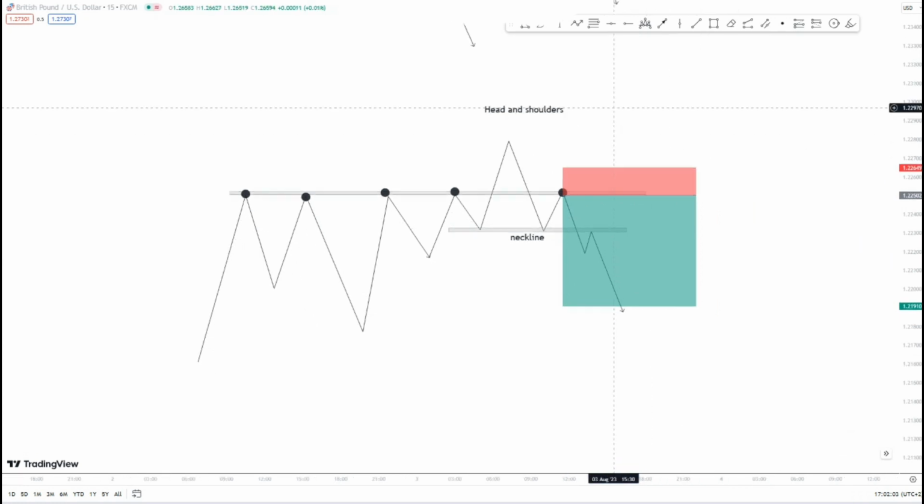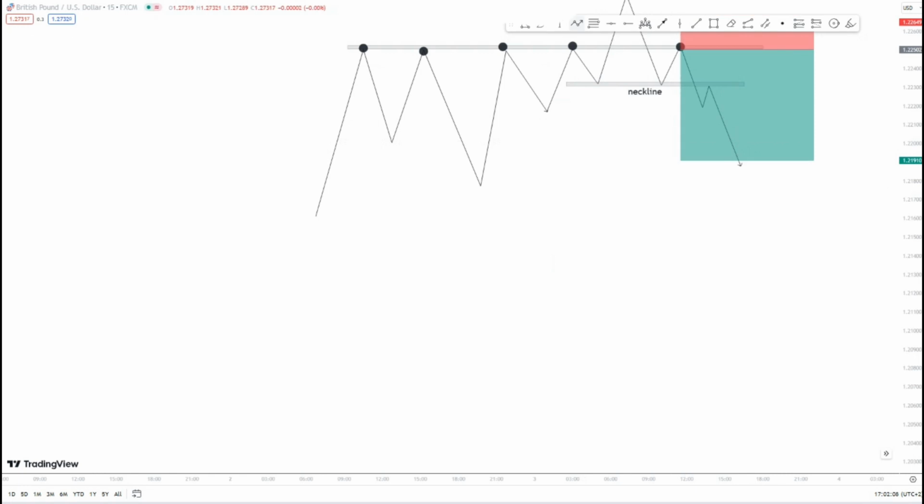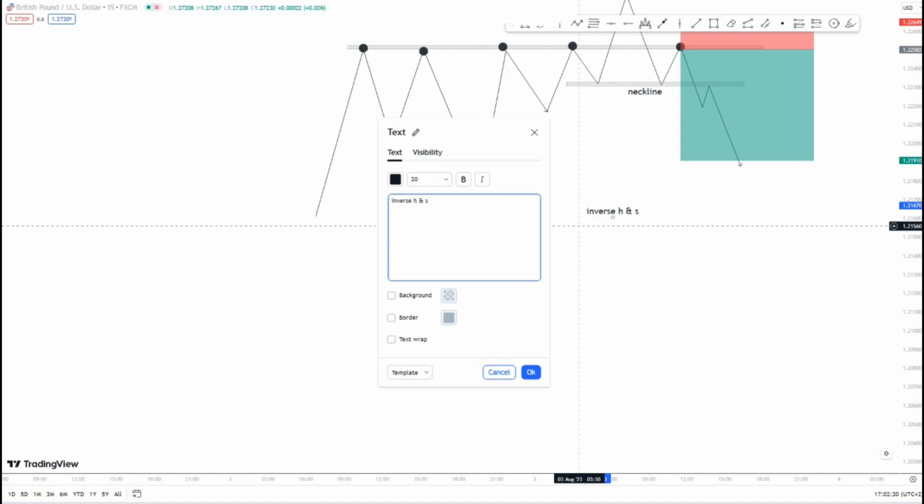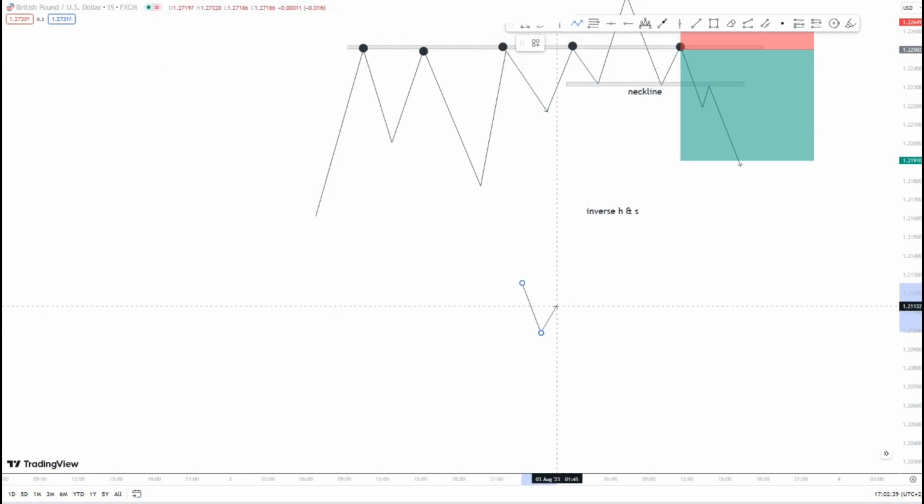So I have some examples for you guys, but before that, let me show you the inverse head and shoulders, which is basically an inverse of what I just showed you. So the inverse head and shoulders is obviously the opposite of what I just showed you. It will look like this.